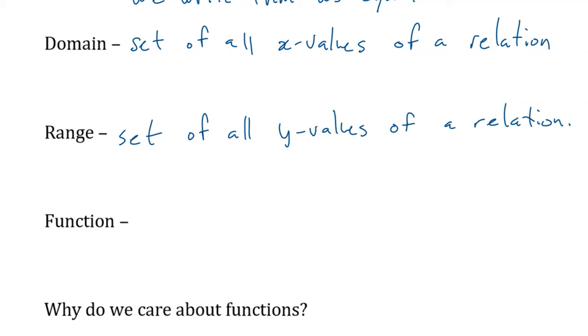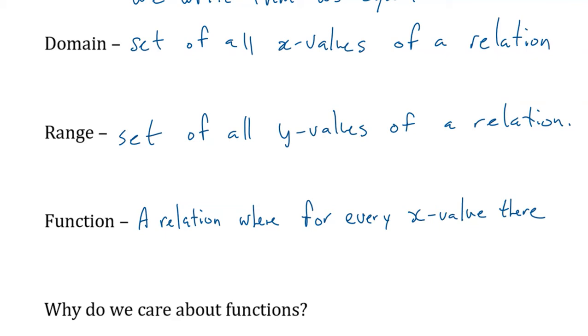A function is a relation where, I'm going to say a technical definition that might not make much sense, but then I'm going to explain it in words that will make more sense. For every X value, there is a unique Y value. Or in other words, when I say unique, obviously I mean only one Y value.